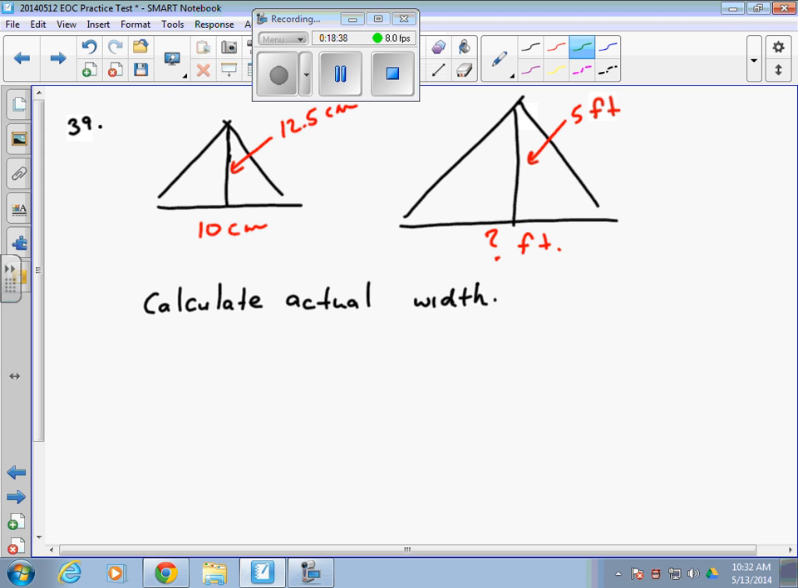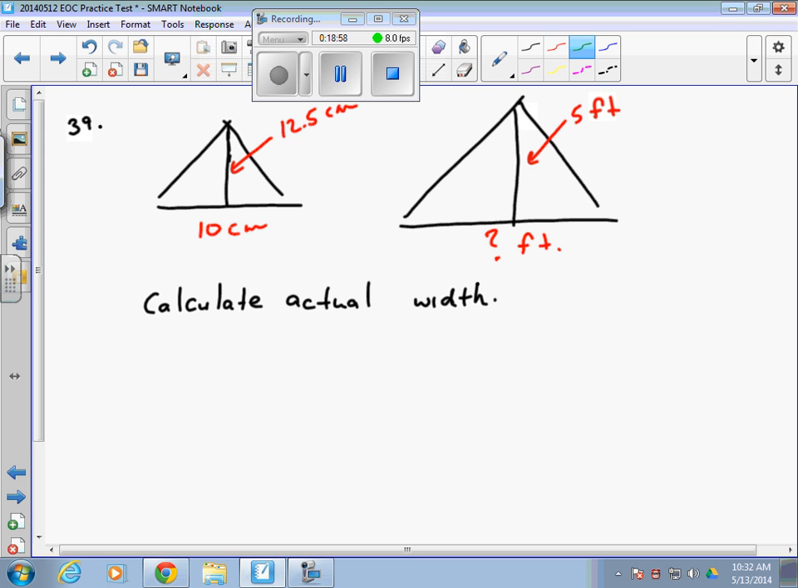It says Delia makes a scale drawing of a triangular camping tent. In the drawing, the tent has a height of 12.5 centimeters and a base that measures 10 centimeters. In actuality, it has a height of 5 feet. How wide is the actual base?